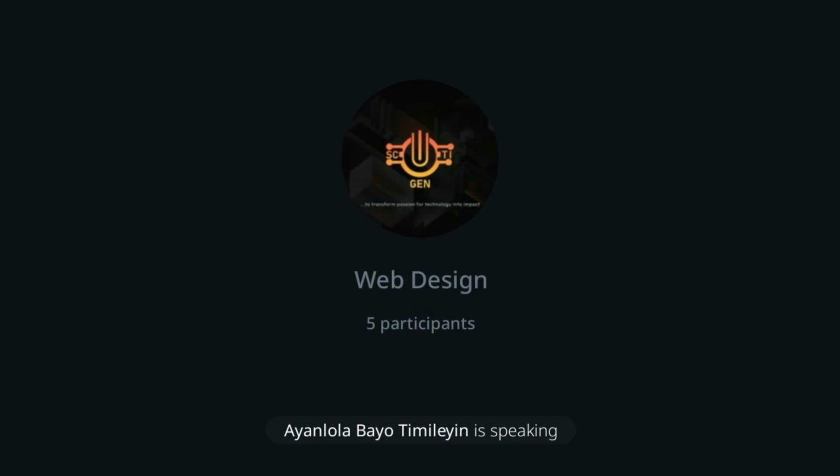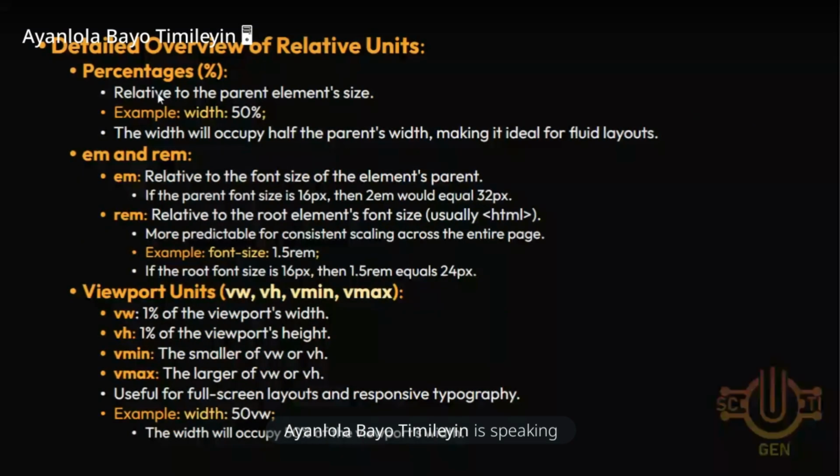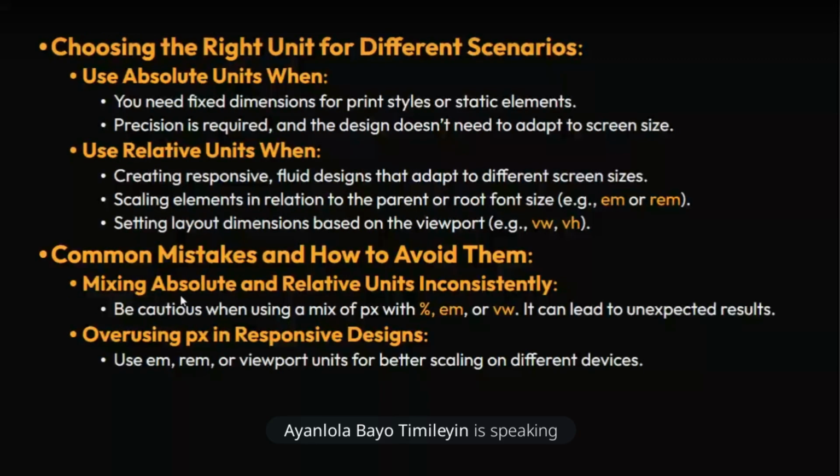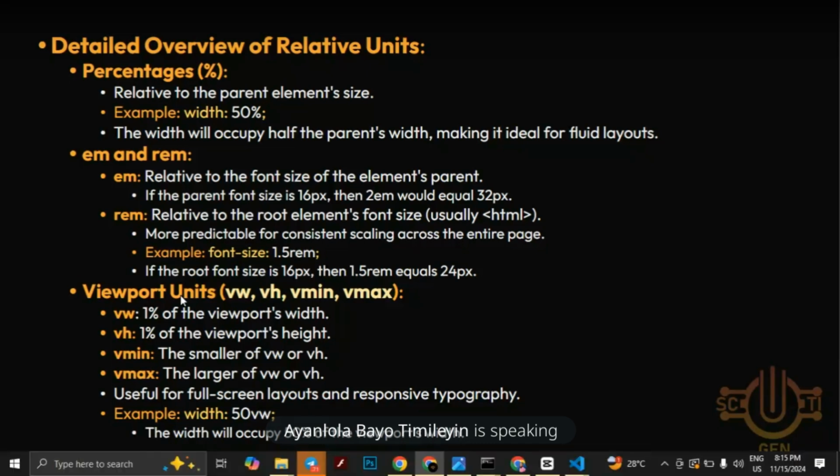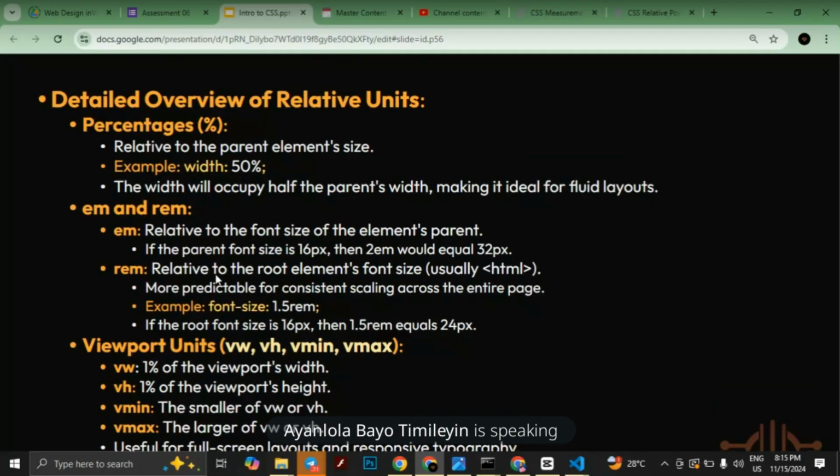Then for relative units, we have percentages. Okay, so we use this symbol, and it is relative to the parent element size. So a good example is width set to 50%. So the width will occupy half the parent width, making it ideal for fluid layout. We have the EM and REM, and then we also have the viewport unit. So quickly, let's see the practical aspect of that.